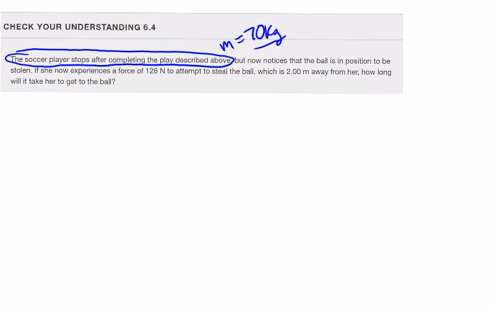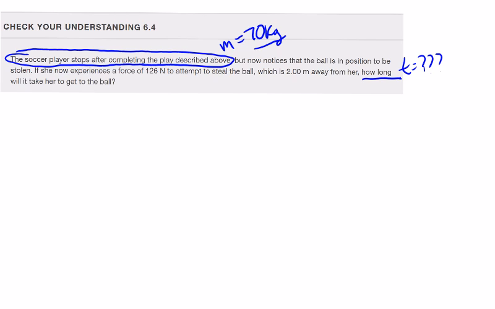And we're going to try to find time. So we're going to try to figure out what t is. So I would pause the video, try this problem out, see if you can figure it out. It's a kinematic and Newton's second law problem, and then come back.